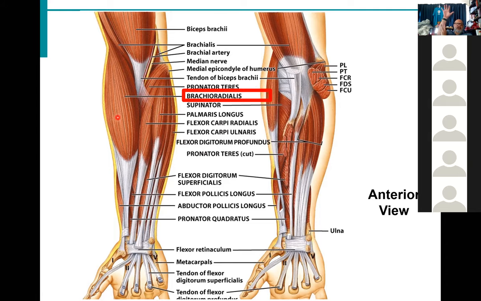Three muscles on the anterior side, three muscles on the posterior side. Find that brachioradialis as your starting point, follow the tendons, and it will be easy to differentiate all of these muscles.